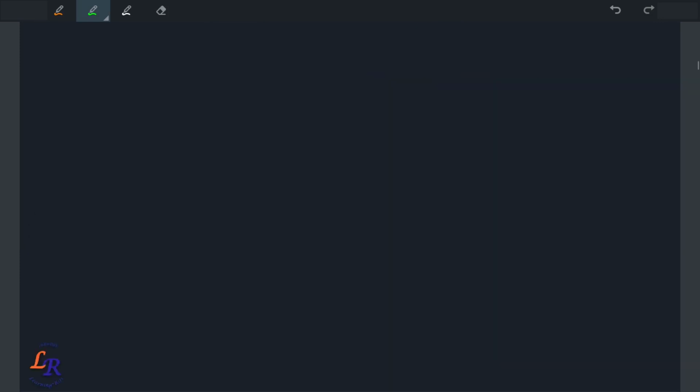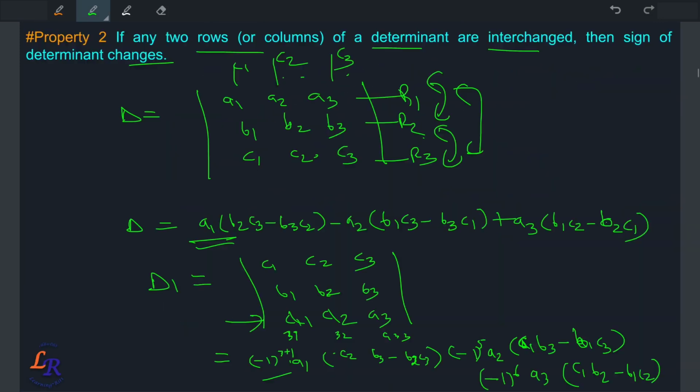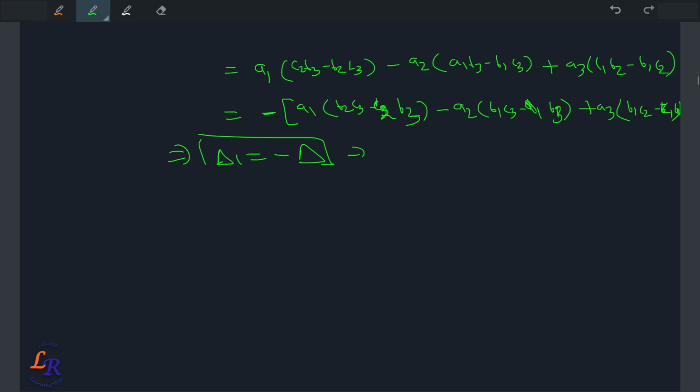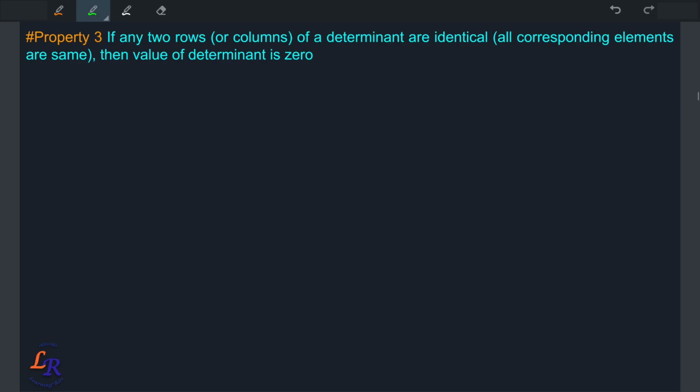So that is another interesting property which you will utilize whenever it is needed. If you interchange any two rows or columns of a determinant, the result will just be the negative of the same determinant, right? So that's another interesting property.